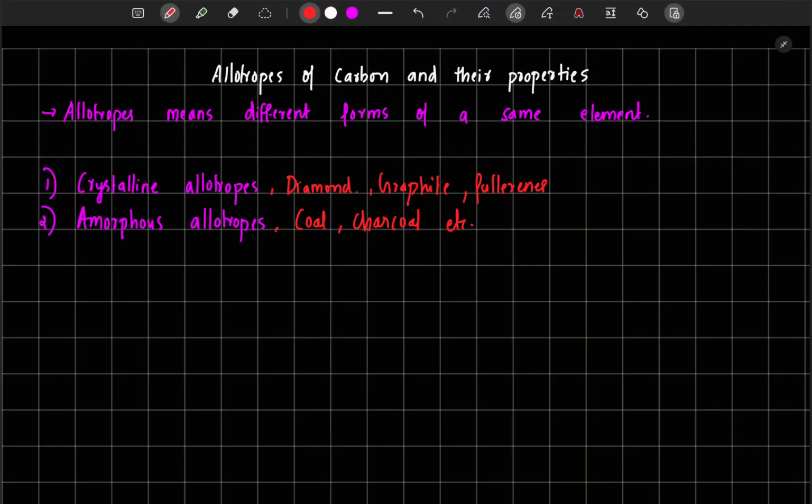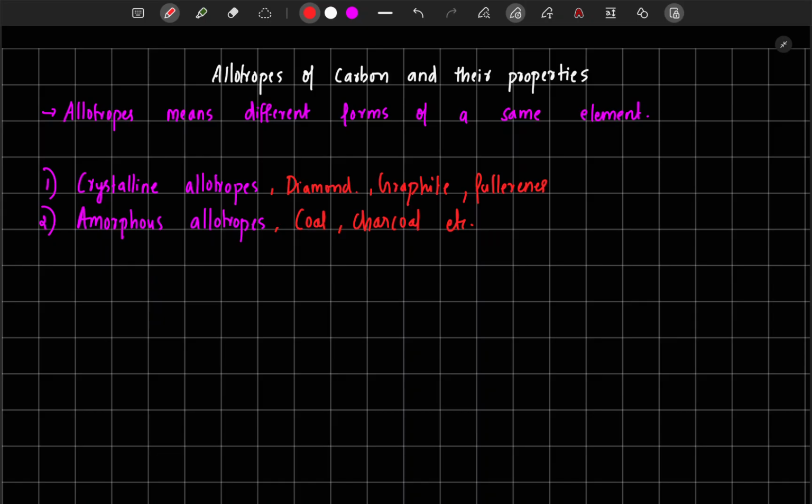So in this video we are going to see about the allotropes of carbon and their properties. Mainly we are only studying about three allotropes of carbon in this chapter. They are diamond, graphite and fullerenes. Before that, we need to know what allotropes means. Allotropes is nothing but different forms of the same element.